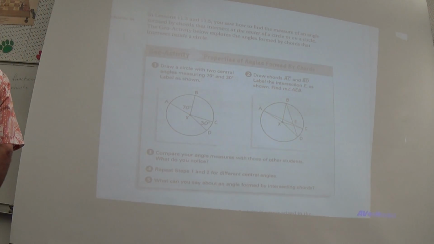All right, so today is Monday, February 6th. We're working with properties of chords. It's section 11.6. Your assignment today is going to be problems 1 through 17 plus numbers 20 through 25.